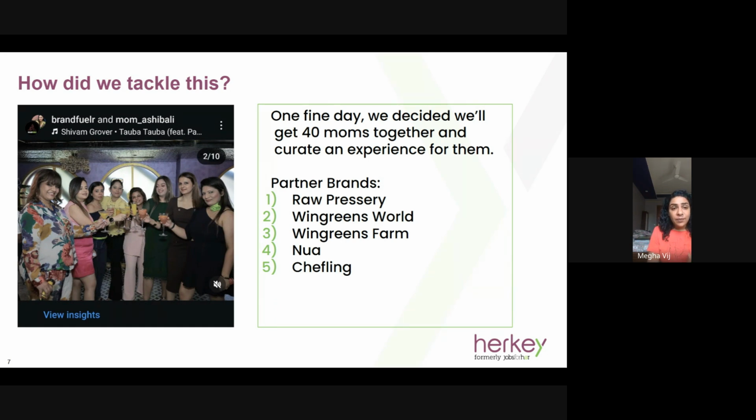Each brand did a 10-minute session telling the brand's story, how it came into being, what goes behind creation of these products. And that was immense awareness. Within one day, we managed to get 40 to 45 reels, 150 stories, multiple brand taggings. And what was even better is we had Nua posting about Chefling. We had Chefling posting about Raw Pressery because a lot of cross tagging happened.